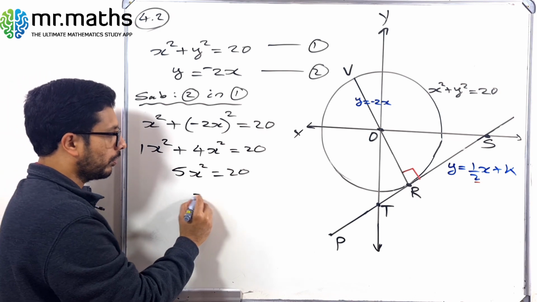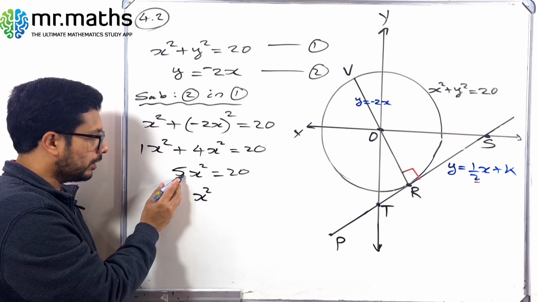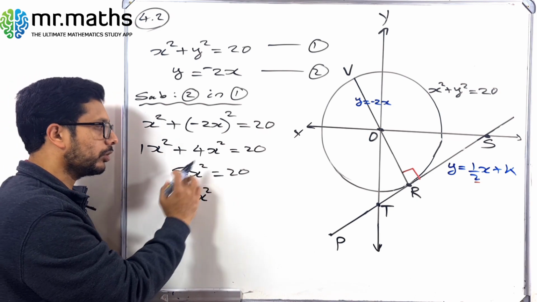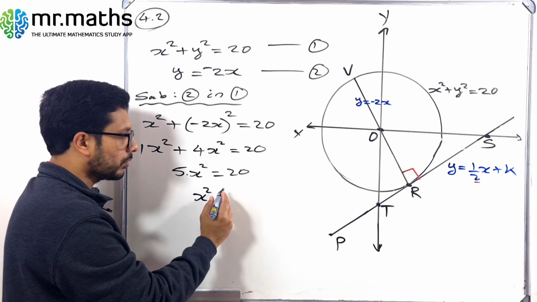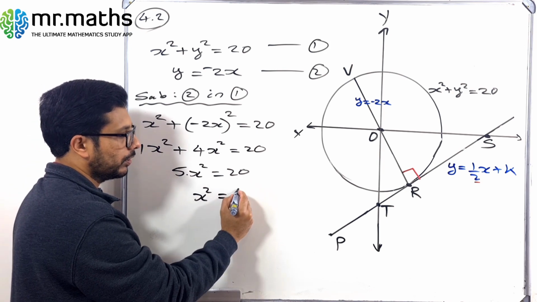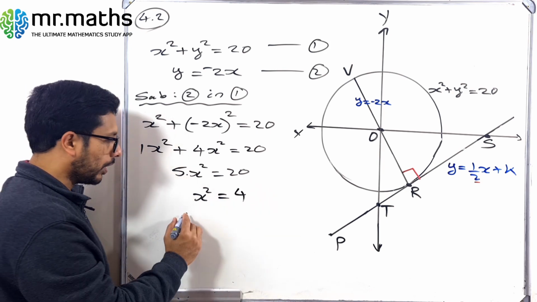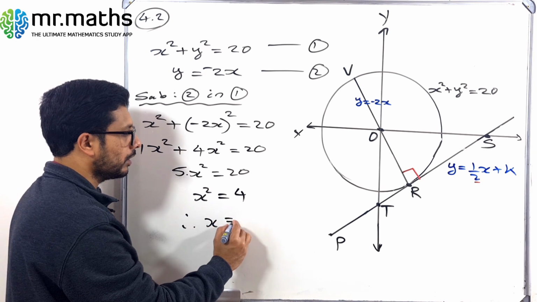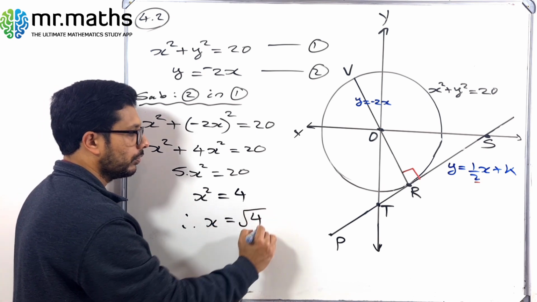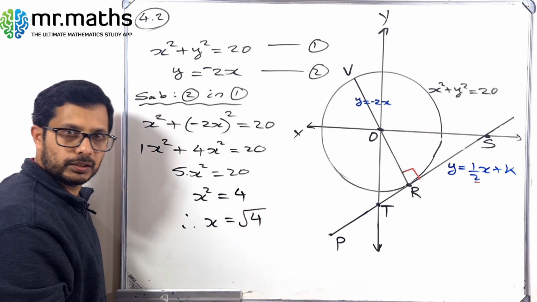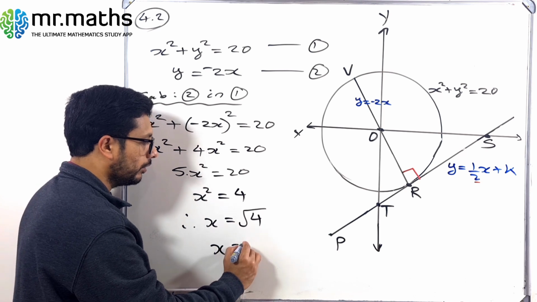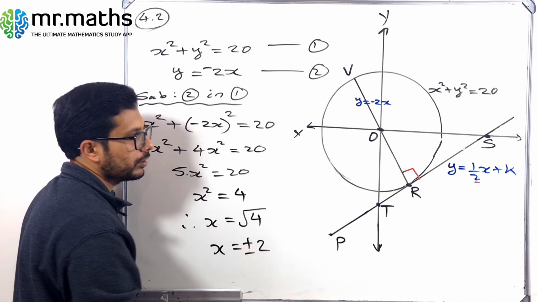So what is x square from there? This is multiplication. So if I take this 5 to the other side, it is division. So it is 20 divided by 5. That is 4. So what is x? Therefore x is equal to square root of 4. Am I right? Okay. So what is x? There are two values, plus or minus 2.